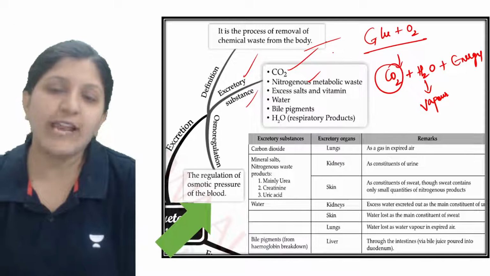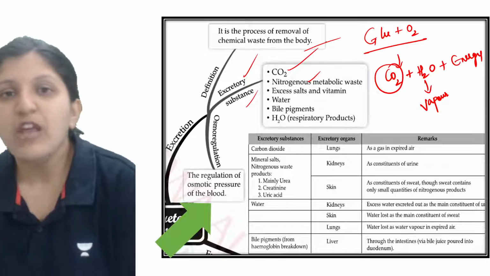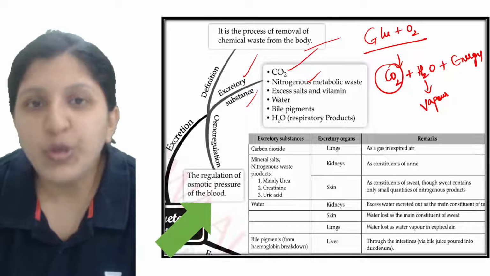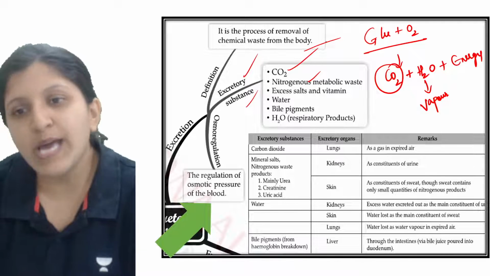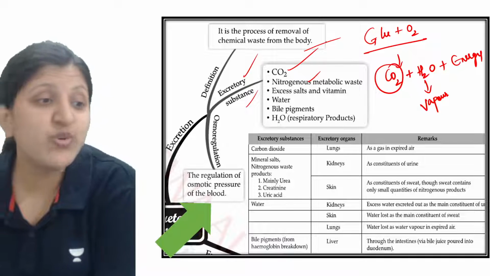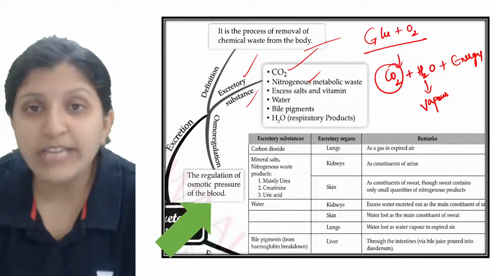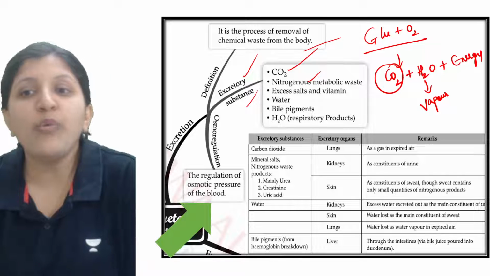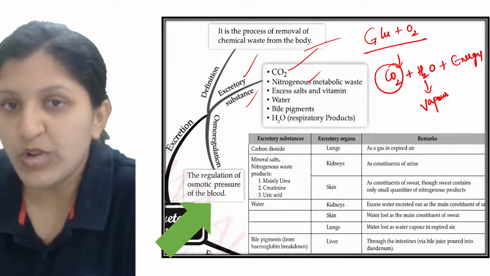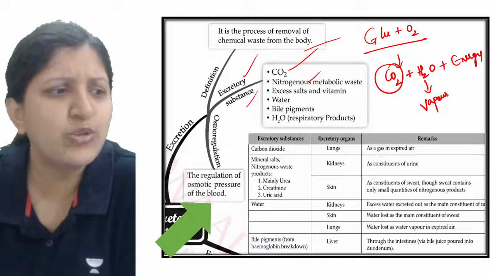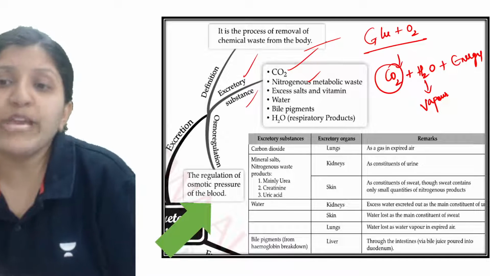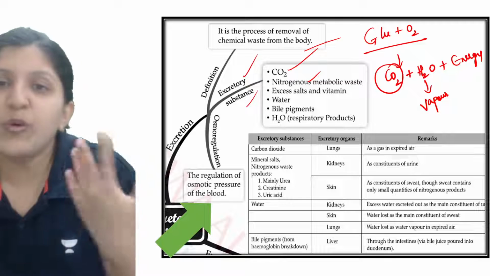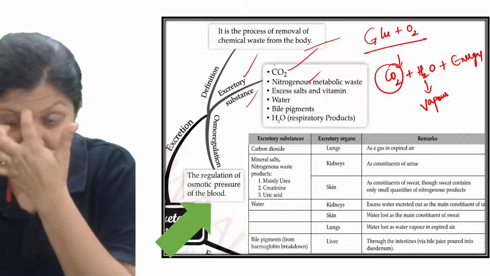Then there is nitrogenous metabolic waste. What all nitrogenous metabolic wastes are there? It is mainly urea, uric acid as well as ammonia. Excess salts which you have consumed or the vitamins that are there will all be excreted out, and along with that there is water. Water is removed through the urine itself, or we can also mention it is removed in the form of water vapor through the respiratory system as well.